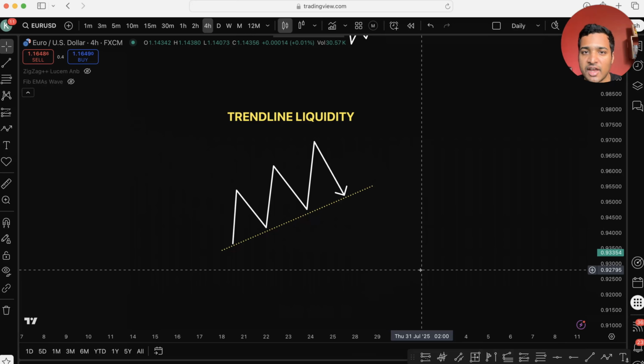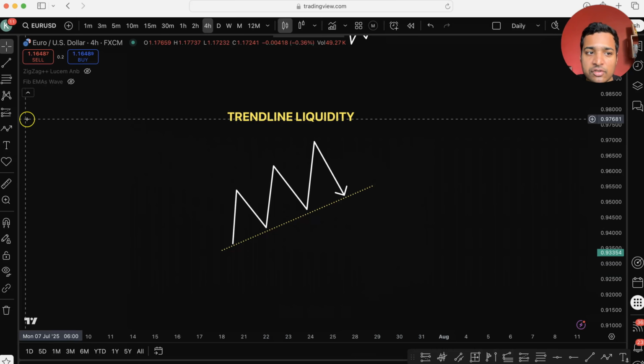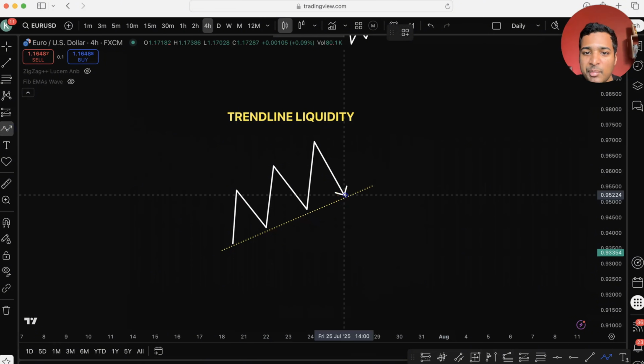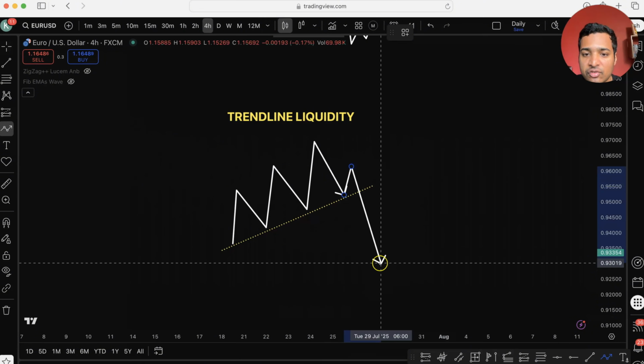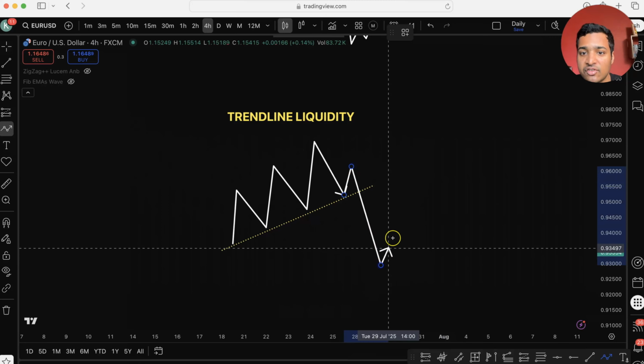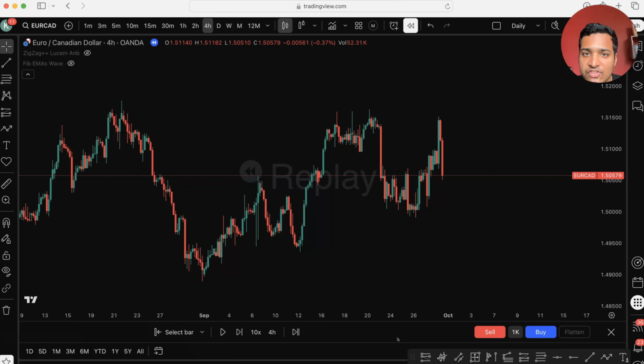Traditional mass market education teaches retail traders to wait for 3 touch points and to draw trend lines or support and resistance levels. But smart money know retail traders are doing this. And what happens in real life? Price takes out the stop losses of retail traders and then moves in the initial intended direction. Now let's look at an example of trendline liquidity using this chart.